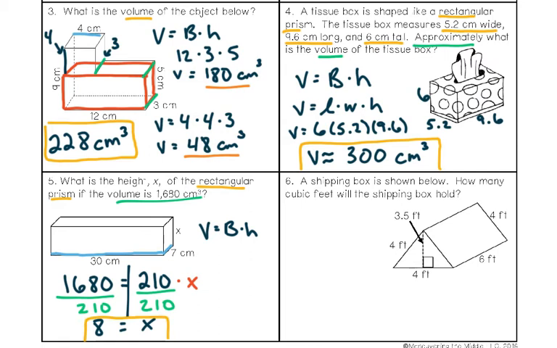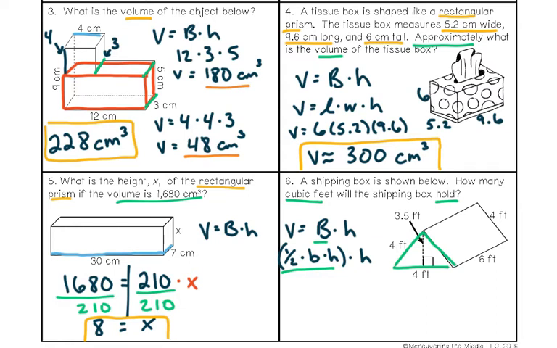Number 6 shows us a picture of a triangular prism and asks us to find how many cubic feet the shipping box holds. These are clues that this is a question about volume of this triangular prism. So I always start with the formula. Volume equals area of the base times the height. Since the shape of the base is a triangle, I'm going to use the formula 1/2 times the base times the height of the triangle to get the area of that base shape. Then I'm going to multiply that area times the height of the prism. That's the number that makes it 3D or connects the bases.